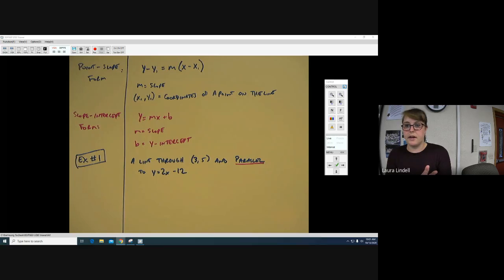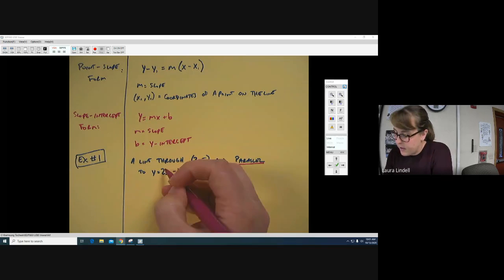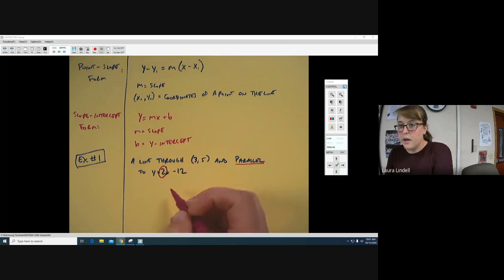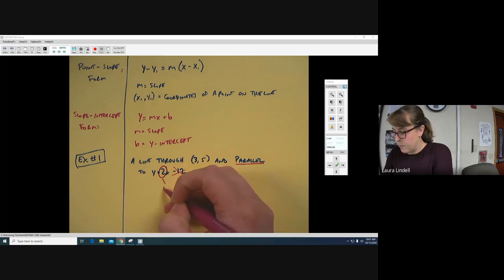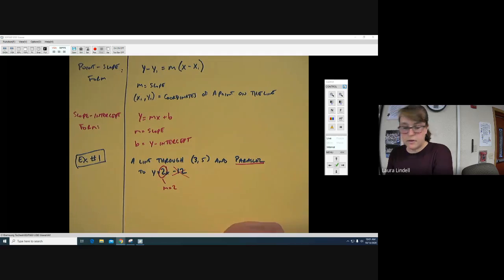Yeah, thanks, Owen. It is 2. So the slope of this line here is 2. And the only thing that we care about from this line is the slope. We don't care about the negative 12 or anything else. We only care about the slope. So this is going to be our new slope.